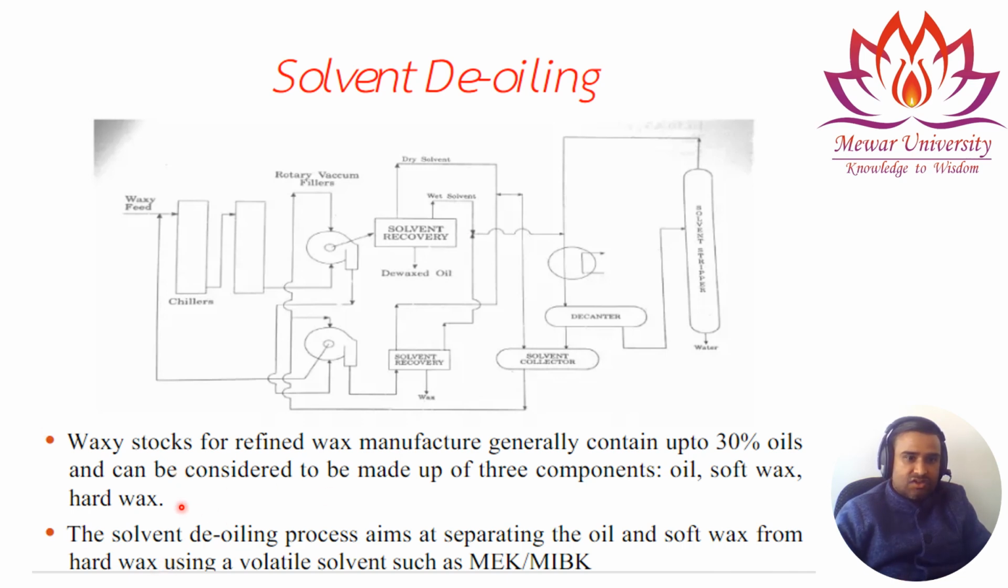So you see, the solvent deoiling process aims at separating the oil and soft wax from the hard wax using volatile solvents such as MEK and MIBK. So we are using a solvent extraction method, where we are using two types of solvent, that is MEK and MIBK. MEK is methyl ethyl ketone and MIBK is methyl isobutyl ketone. These are the two solvents used for the extraction of oil, soft wax and hard wax out of the slack wax.